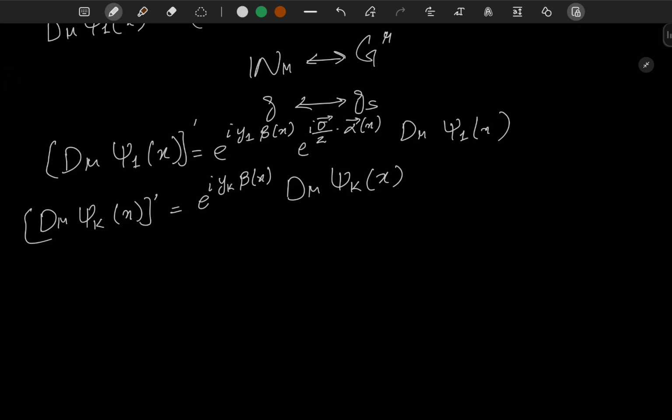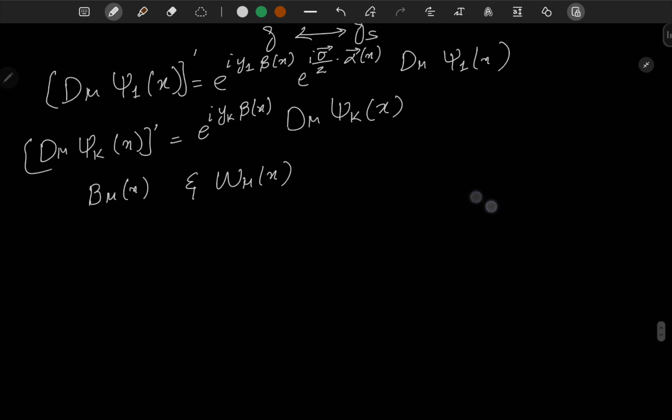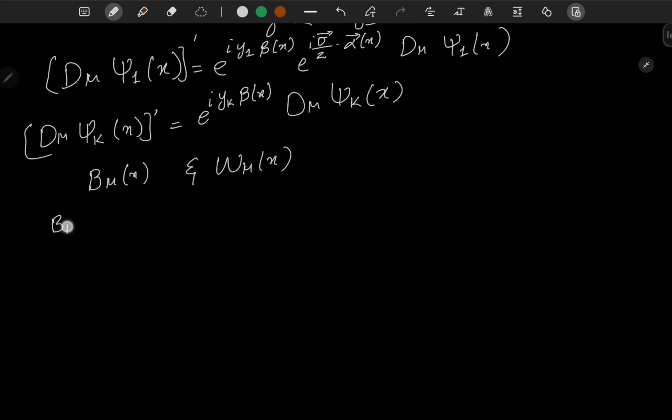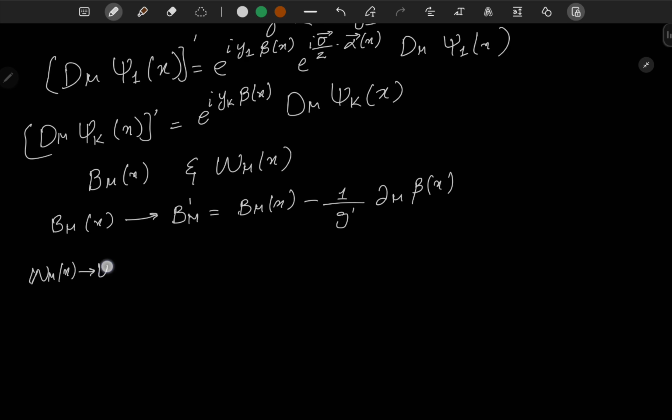Now here we have introduced two new fields, B mu of x and W mu of x, and these two fields transform like this: B mu prime is equal to B mu of x minus 1 upon g prime, d mu of beta of x, and W mu of x transforms as sigma upon 2 dot W mu of x, or sigma i W i mu of x, where i runs from 1 to 3.